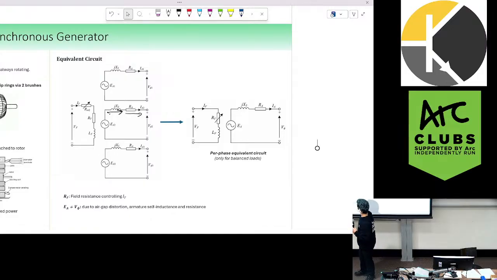Otherwise, if it's delta, you'd have to do manual nodal analysis as opposed to simplifying to the per phase equivalent, because you can't be certain that this is 0 volts. You don't know that. But I don't think it'll come up. Surely not, we only learn balanced load. Was there any tutorial question? No. It'll be okay.